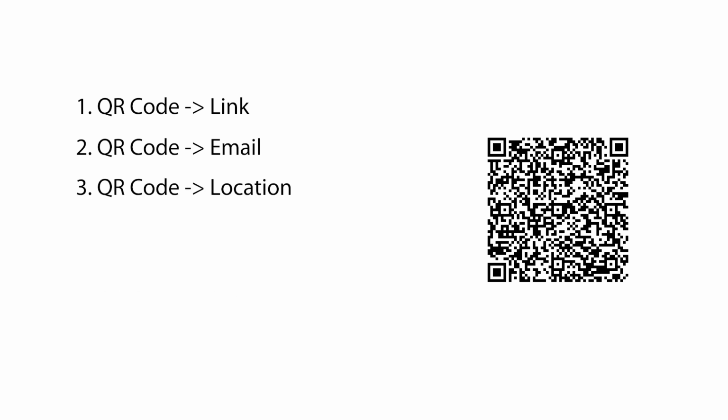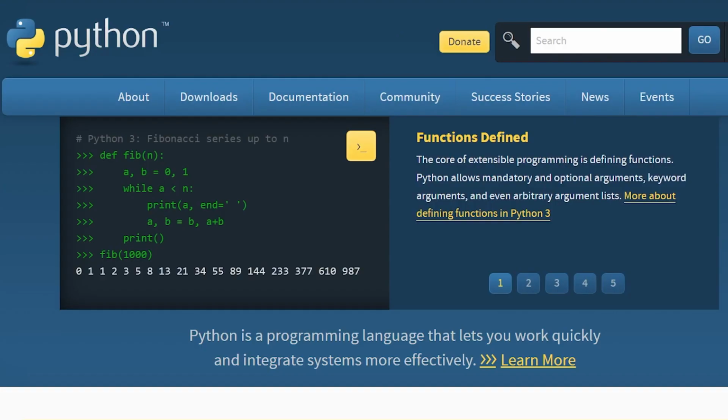In this video, I'll talk about how to make QR codes using Python. More specifically, I'll talk about how you can use a QR code to direct to a link, to create an email, and also to provide the location of something. So the first thing you want to do is make sure you have Python installed.